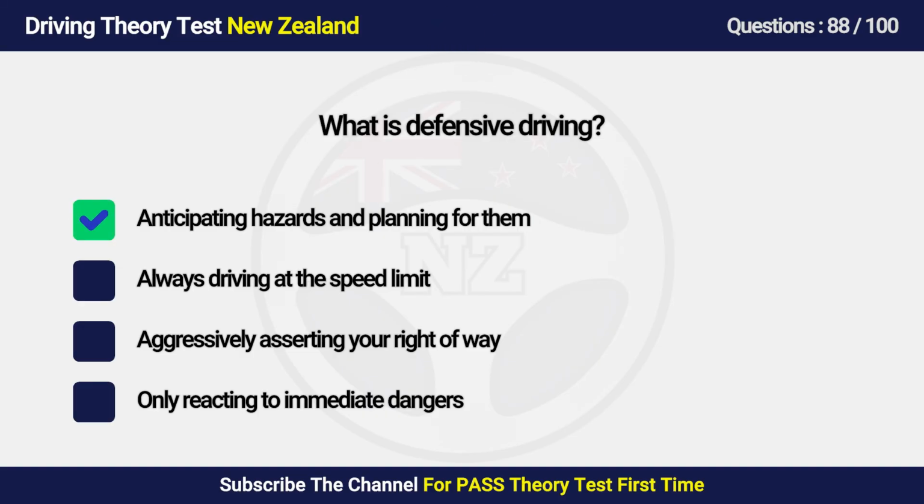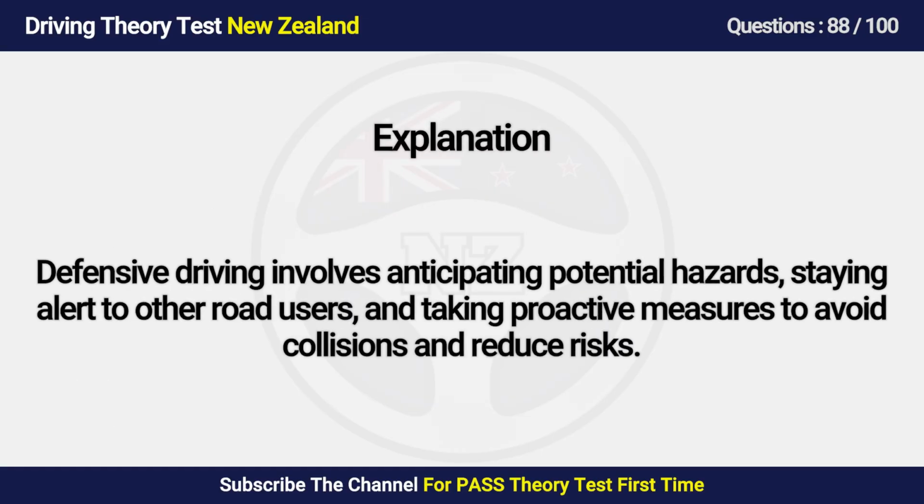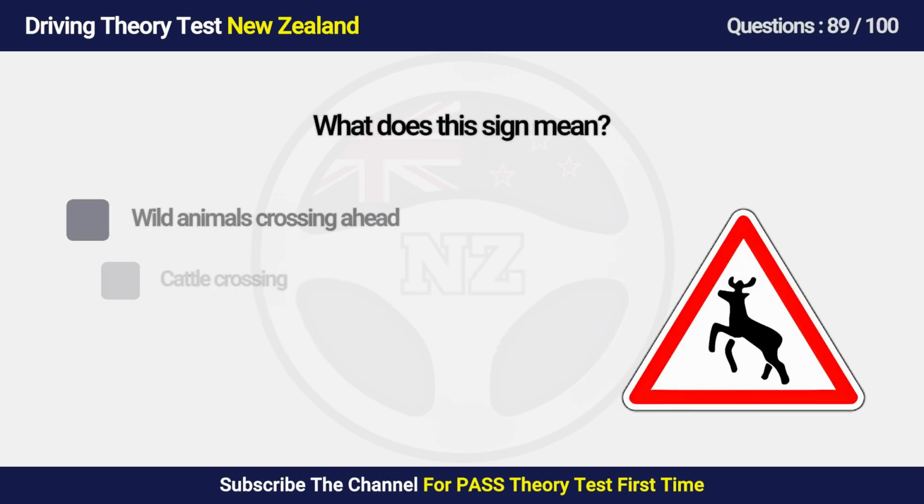Answer is A. Anticipating hazards and planning for them. Defensive driving involves anticipating potential hazards, staying alert to other road users, and taking proactive measures to avoid collisions and reduce risks.